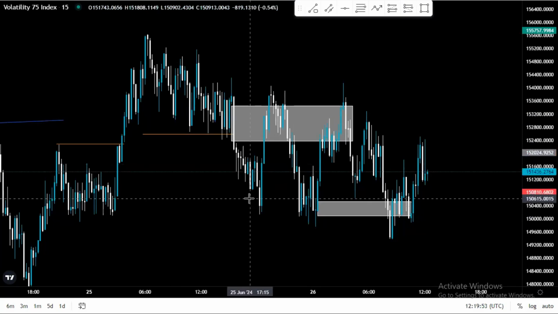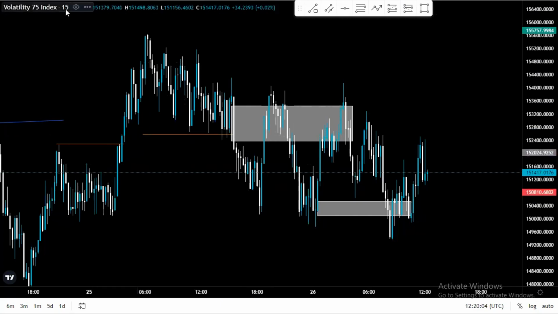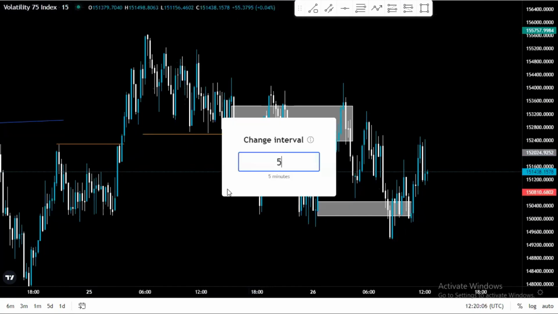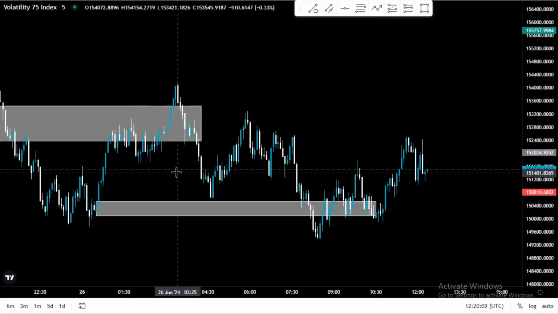So what you just need to do, I'm giving you a quick way of scalping Volatility 75 Index even when it is not tradable. Now you go to your 5-minute time frame. You have seen this break of structure on 15-minute time frame here. All right. So you go to 5-minute time frame. Once you get to your 5-minute time frame, look at what I want to show you now.